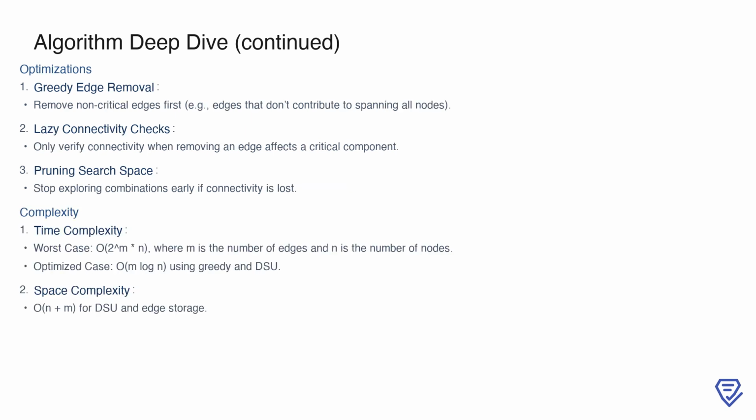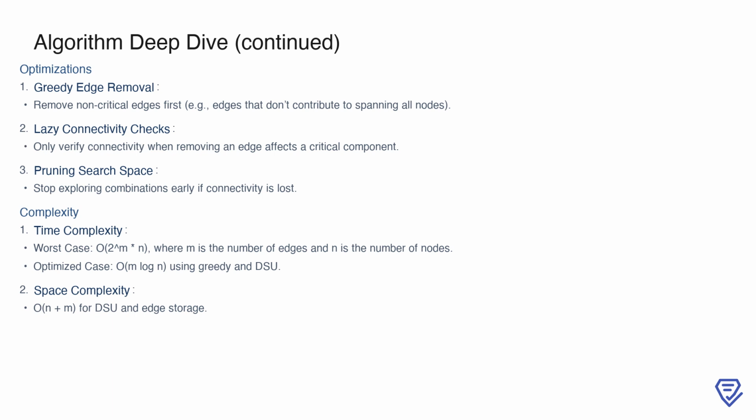Finally, let's look at some optimizations to improve the algorithm further. A greedy approach to edge removal prioritizes non-critical edges, those that don't contribute to spanning all nodes, allowing us to maximize the number of edges removed. Lazy connectivity checks are another optimization, where we only verify connectivity when removing an edge potentially affects a critical component. Additionally, pruning the search space by stopping early when connectivity is lost helps save computation.